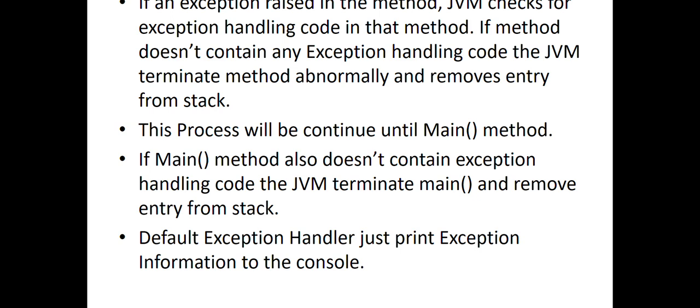So the caller is also main, and if the main method also does not have any code to handle the exception, then the JVM also terminates main and removes the entry from the stack. That concept is called the default exception handler, and when it is invoked it will print the exception information to the console. Means it will show that an error occurred and it was not handled by the programmer. That is called the default exception handler.